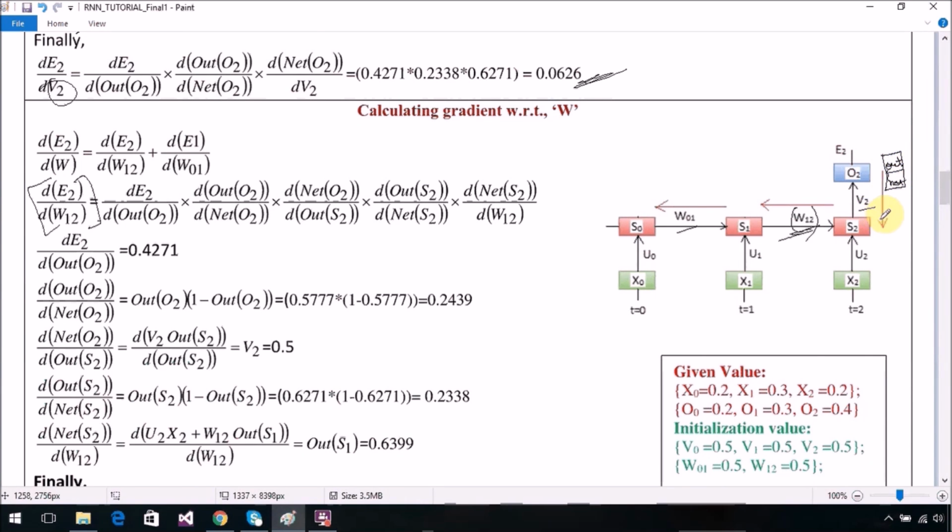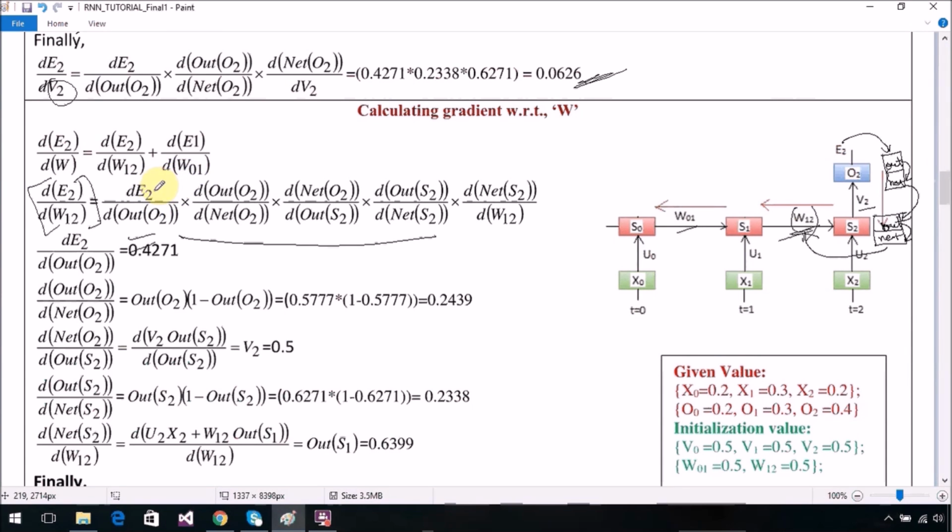Again there will be net and out. So here for E2, the back path will be from E2 to out O2, out O2 to net O2, net O2 to out S2, out S2 to net S2, and then from net S2 to W12. So the same chain will follow here in the chain rule of differentiation.